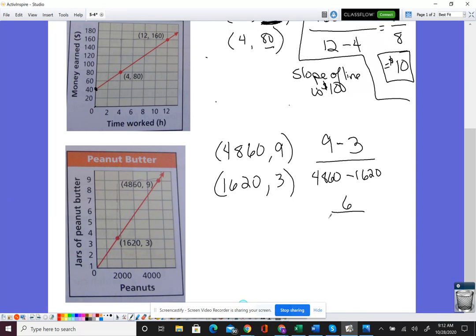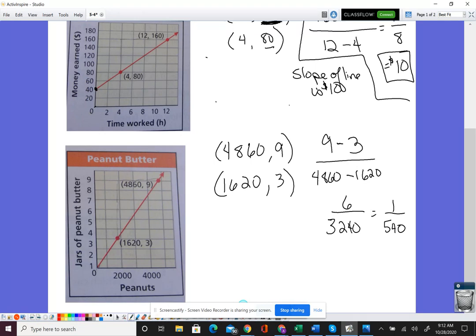And obviously I can't work my calculator either today, but so we get 6 over 3,240. Now, does 6 go into that number? Yes, it does. It goes in 540 times. So for every 1 jar of peanut butter, we need 540 peanuts.